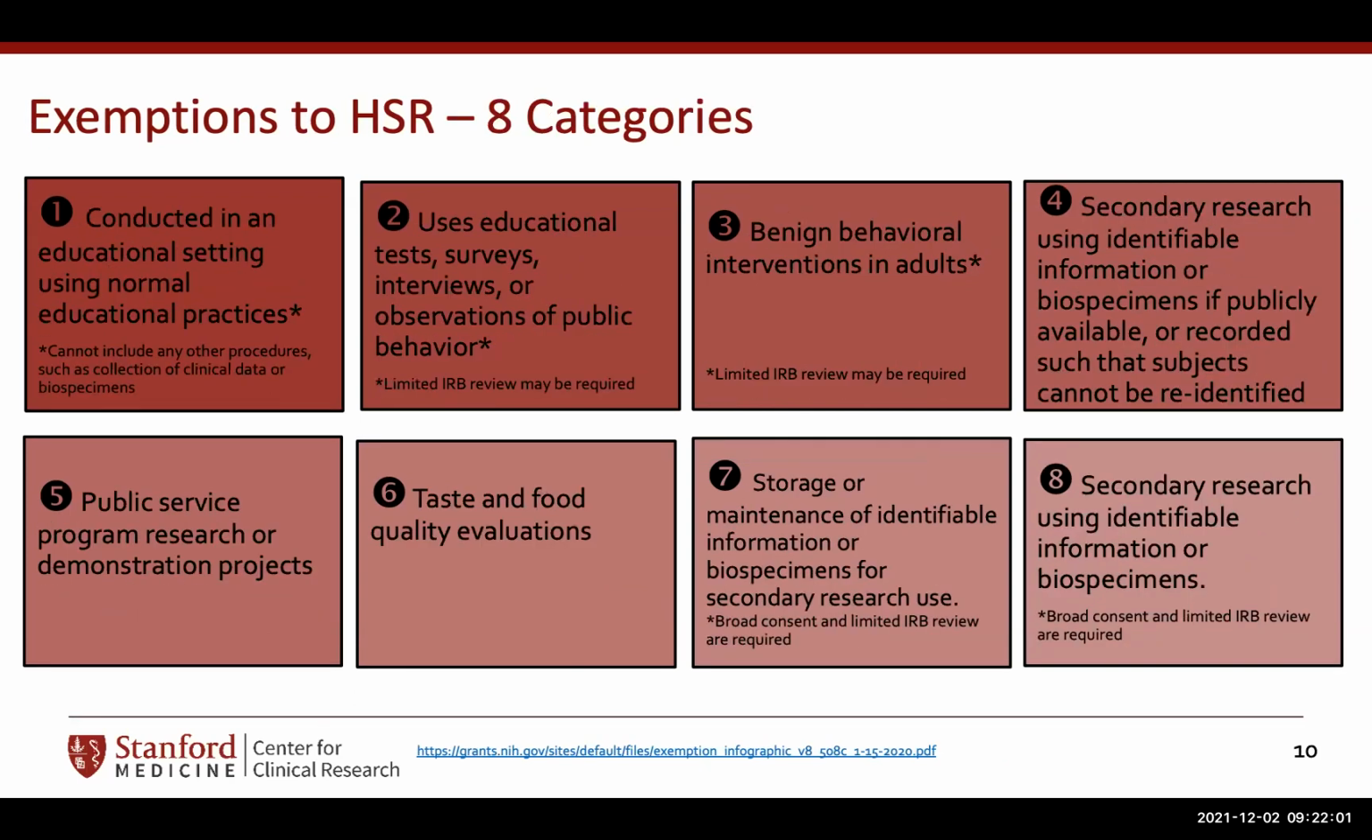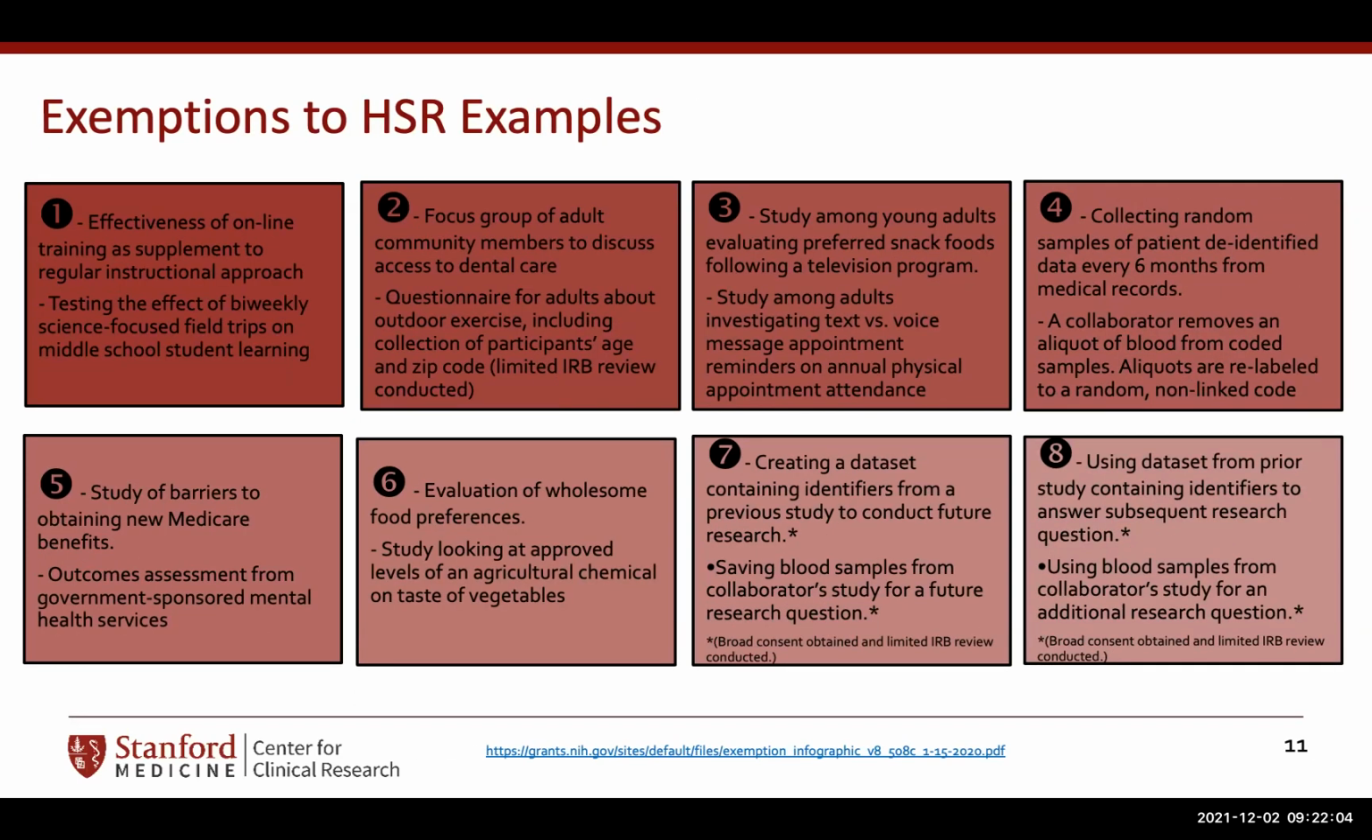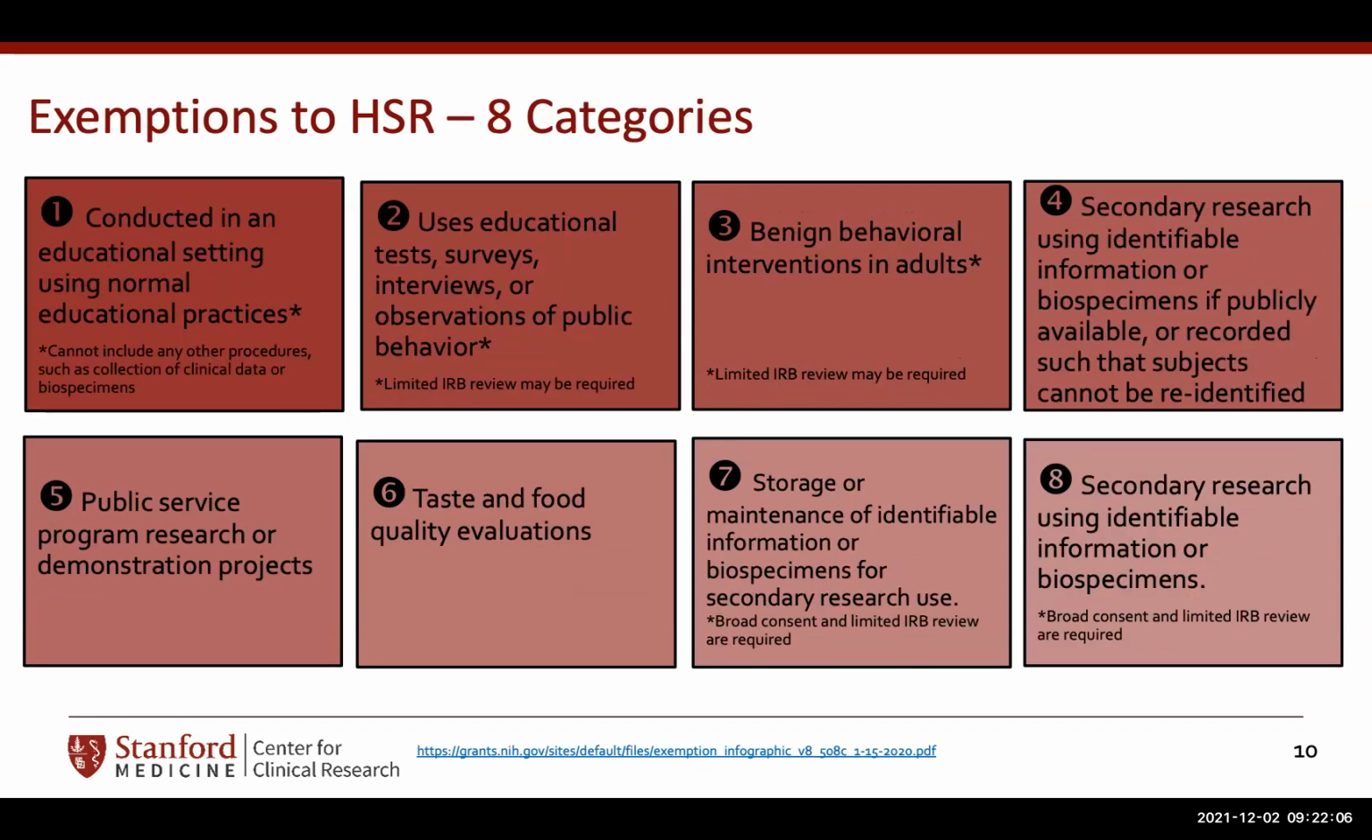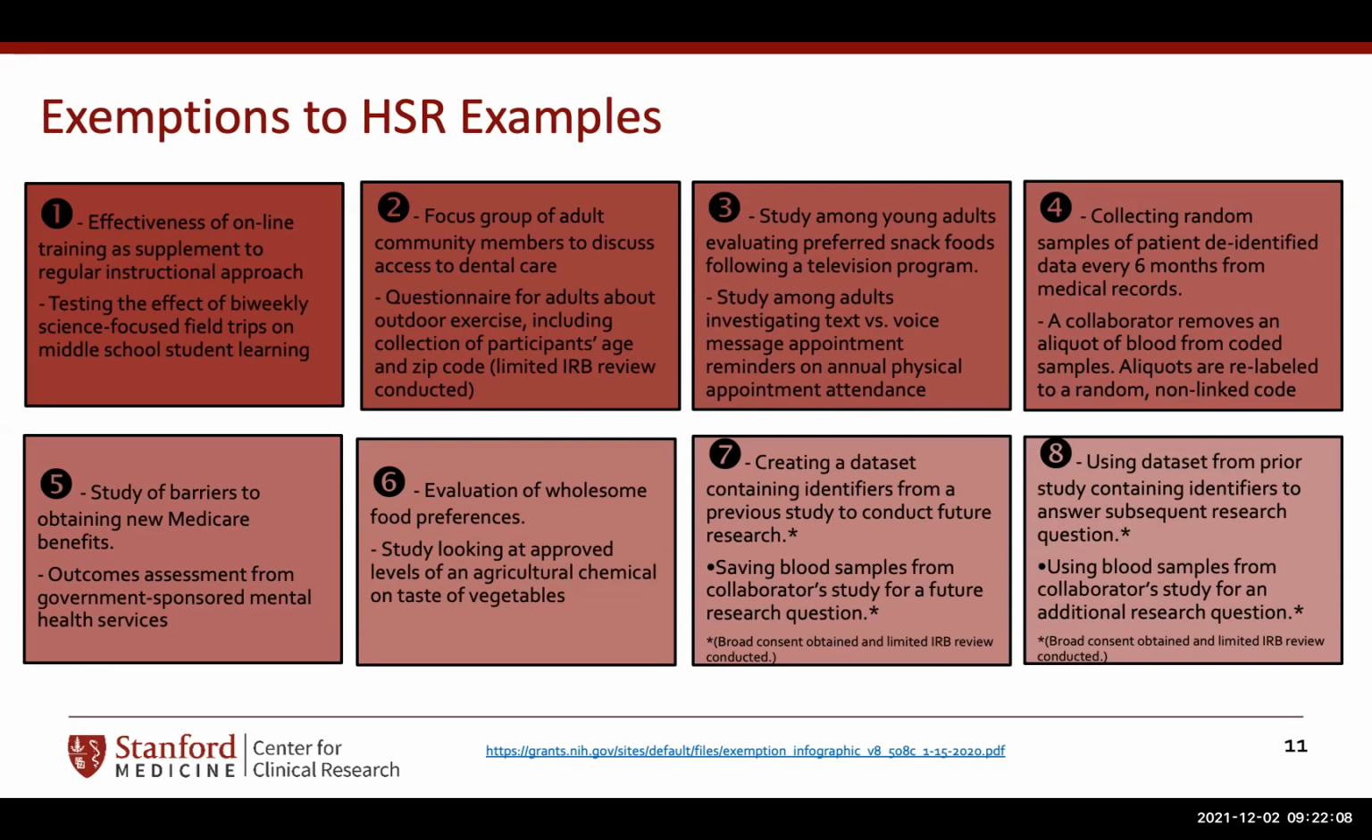Public service program research or demonstration projects. So an example of this is the study of barriers to obtaining new Medicare benefits or outcomes assessment from government-sponsored mental health services. Taste and food assessments. So you're evaluating wholesome food preferences or looking at approved levels of an agricultural chemical and the taste of vegetables.